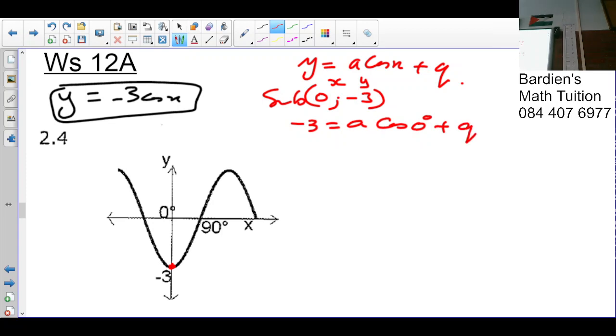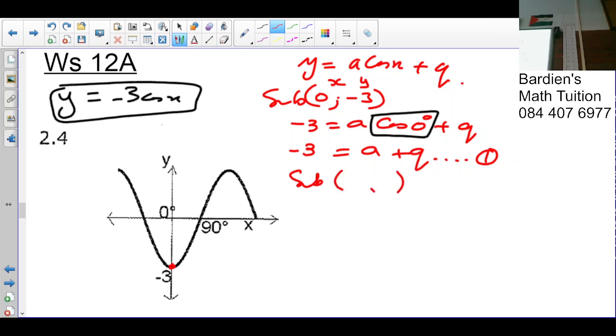What is cos of 0? Put your calculator down, use your heads. 1. So a plus q is equal to negative 3. And this is equation 1. Why am I labeling the equation? Because we're going to go into simultaneous equations with these two unknowns. So now we substitute the other point. What's the other point on the graph? 90 and 0.